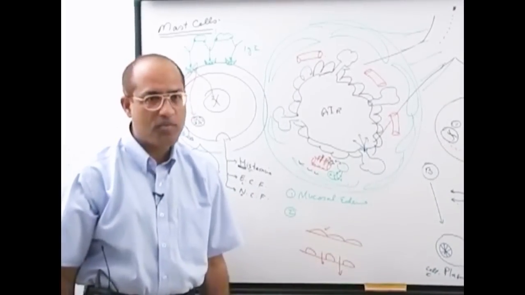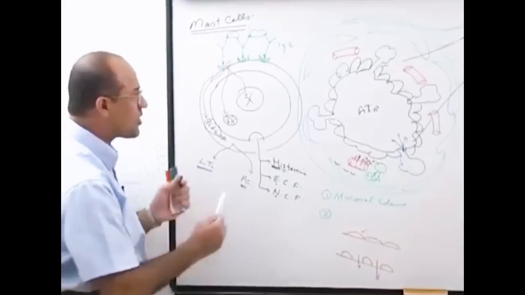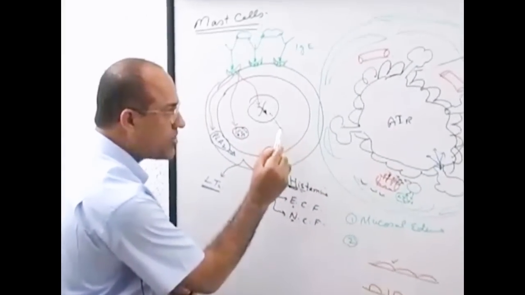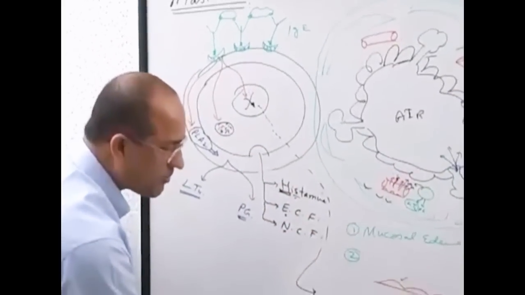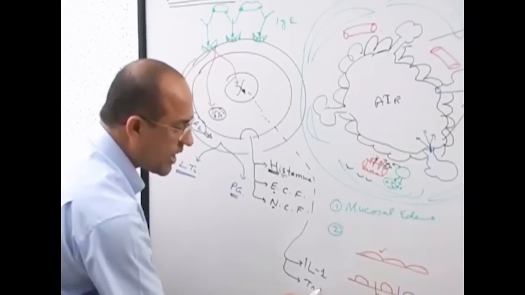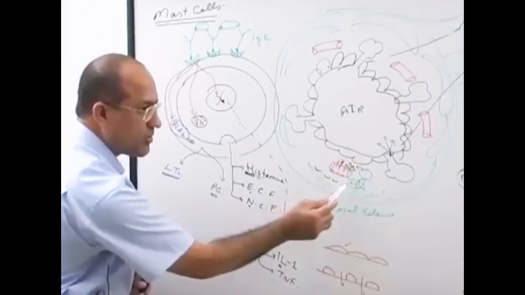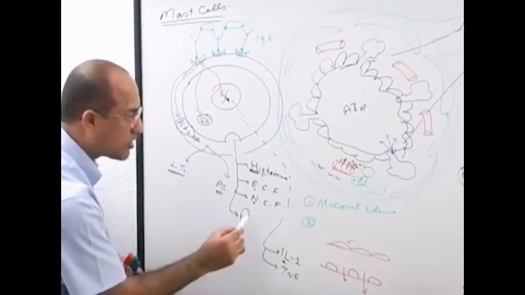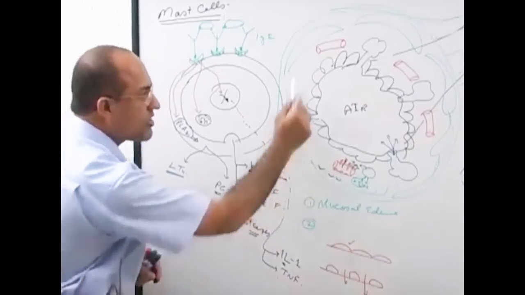And still mast cell is not satisfied. So after a little more time, its nuclear machinery will become active. And nuclear machinery will make messenger RNA, which will translate into proteins, and new proteins will come out here. Interleukin 1 and tumor necrosis factor. They will also increase the inflammatory processes here. At the top, from these granules, destructive proteins will come out. They are called proteases. What are these called? Proteases. They will destroy some tissue here.